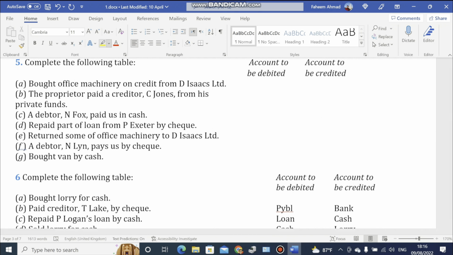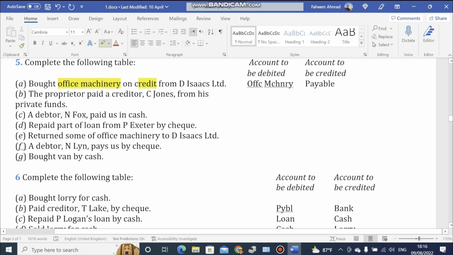So we got question number 5A, bought office machinery. Office machinery is one account, bought office machinery on credit from DICAP. Office machinery is an asset, increases, debited. Office machinery, I'm debiting. It is bought on credit. When we bought on credit, our liability is increasing. So I will credit payable. Payable or liability will be credited.